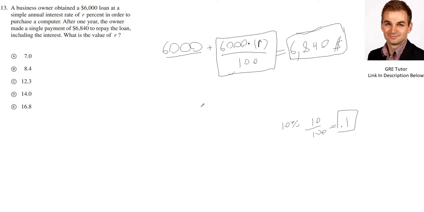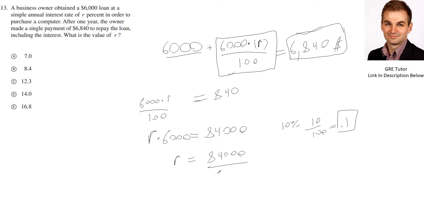So to do that, you just subtract 6,000, so that leaves you with 840. All right, and then you are left with 6,000 times R over 100, and then you multiply 100 out over there, so you get 6,000 R is equal to 84,000, right? So that's multiplying 100 over there, and then multiply by R on this side. So then what you do is you just take R is equal to 84,000 divided by 6,000.